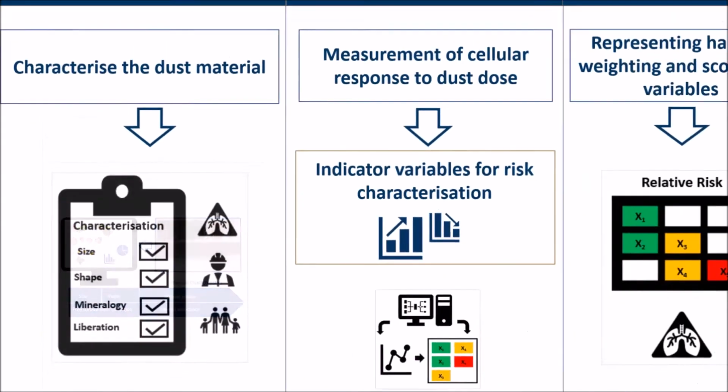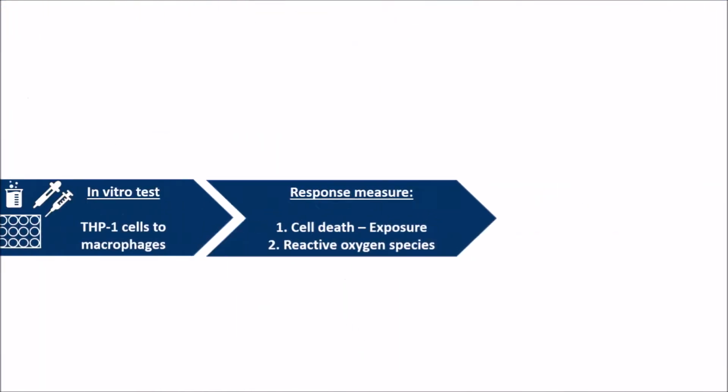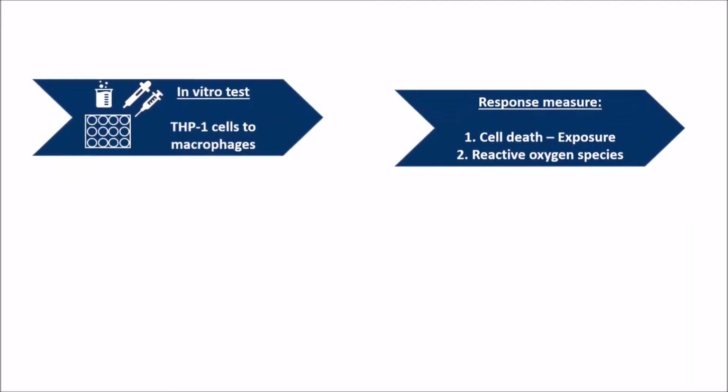The second stage looks at the measure of cellular response to the dust as a measure of harm. For this, the particle characteristics will be correlated with the cellular response in order to generate indicator variables for risk characterization. Specifically, we will be conducting in vitro tests on macrophage cells to measure the cell death rate and their potential to produce reactive oxygen species.